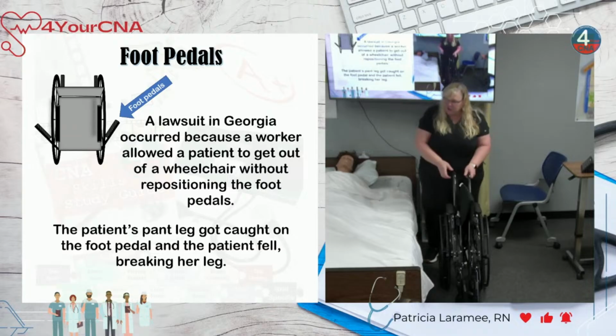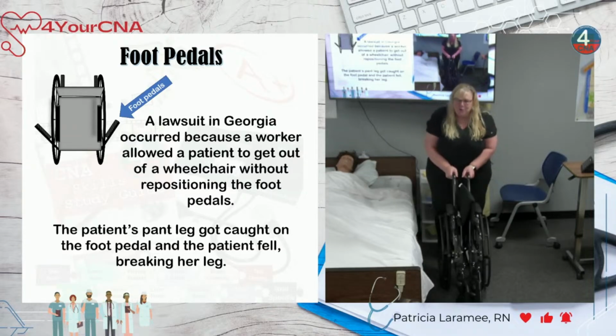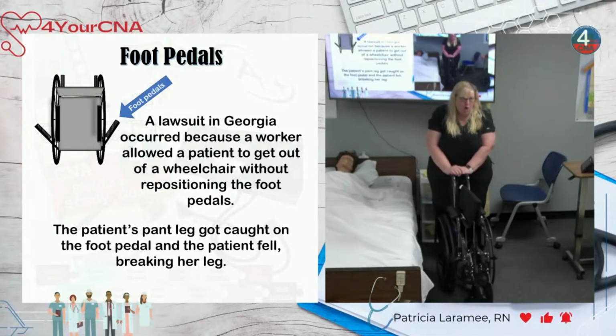So she took the patient out to the car in the wheelchair. This is a receptionist. She had not been trained on wheelchairs, but she thought to herself, how hard can this be? I mean, it's a wheelchair. She brought the wheelchair up to the car and then helped the patient out of the wheelchair. She did not move the foot pedals or the leg rests. So all this stuff was in the way.